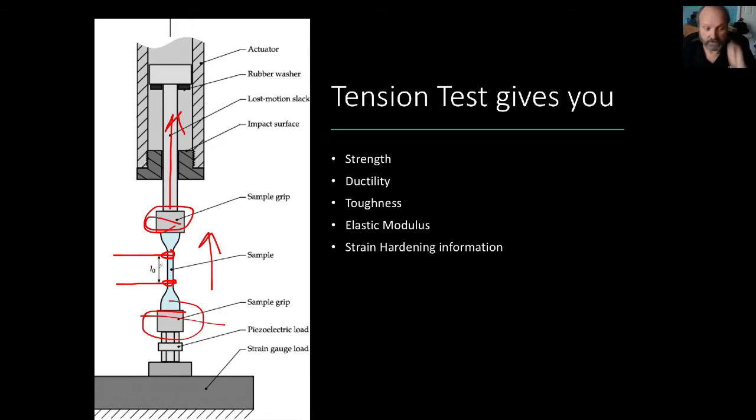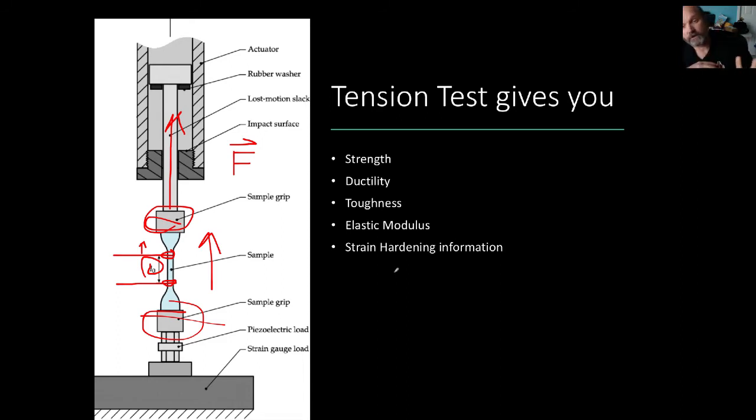And as they move apart, as this moves up, L gets bigger, okay, and we track how much we stretch it by as a function of the force that we put on the sample. So F is a vector, okay, and it's in the vertical direction. So the tension testers allow you to determine the strength of a material, the ductility of a material, its toughness, its elastic modulus, and its strain hardening performance as well.